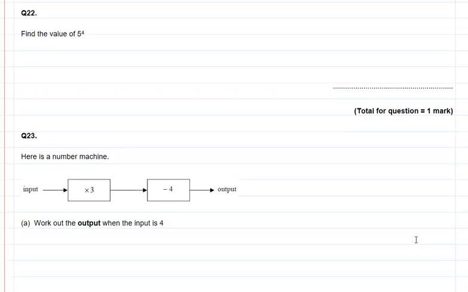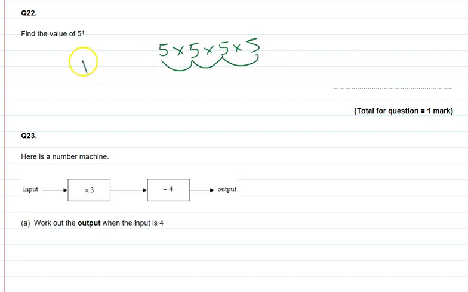Now find the value of 5 to the power 4. 5 to the power 4 means 5 times 5 times 5 times 5. 5 times 5 is 25. 25 times 5 is 125, and 125 times 5, if you want, you can multiply it. 5 times 5 is 25, carry 2. 5 times 2 is 10, and 2 is 12, carry 1. 5 times 1 is 5 and 1 is 6, so the answer is 625.